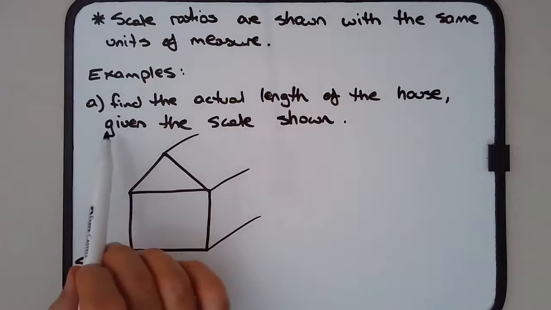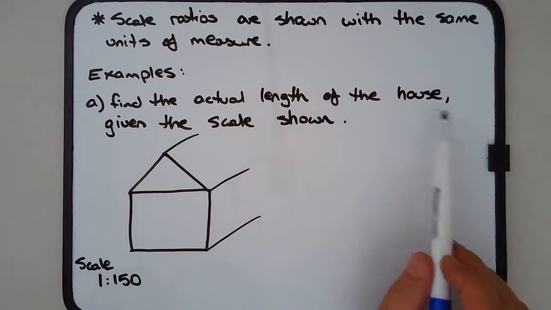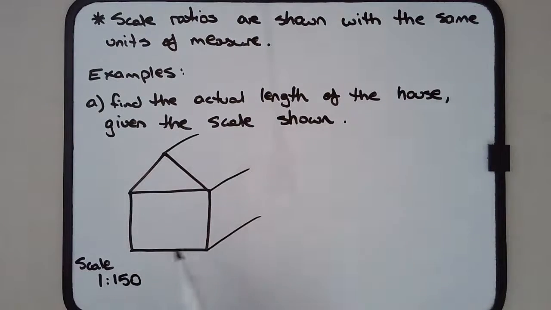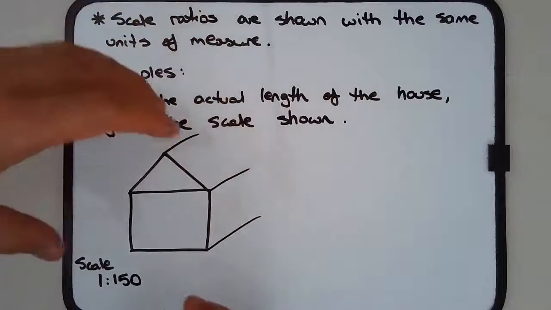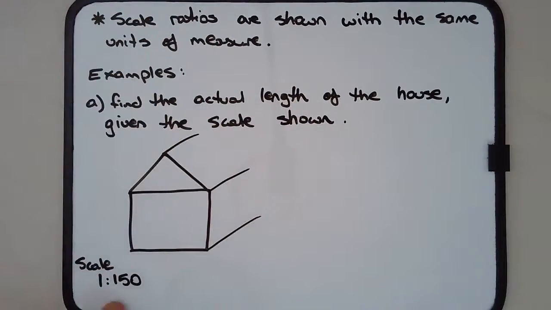So let's have a look at example A. Find the actual length of the house given the scale shown. When we talk about a scale diagram, we assume that everything is to scale, that it's not distorted in any way, so it's not stretched too much in the vertical or the horizontal direction. We're given the scale here is 1 to 150.